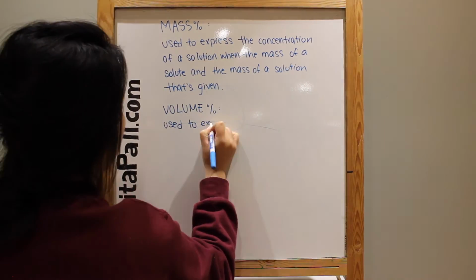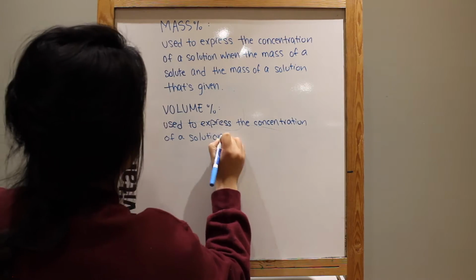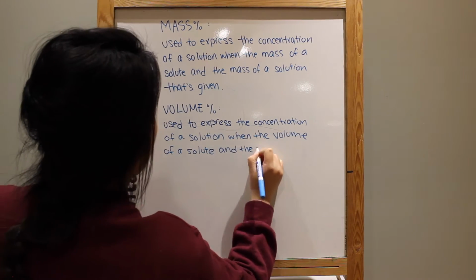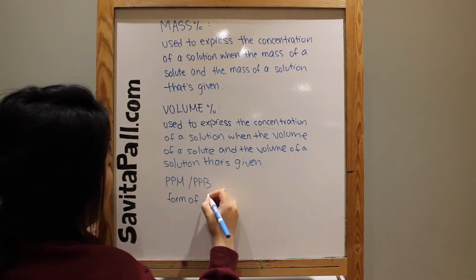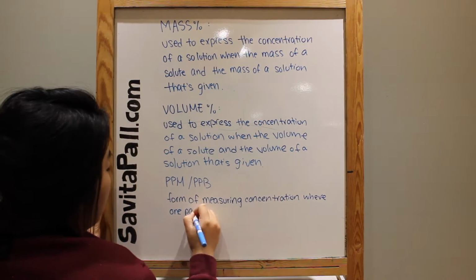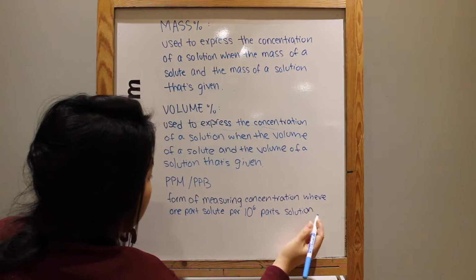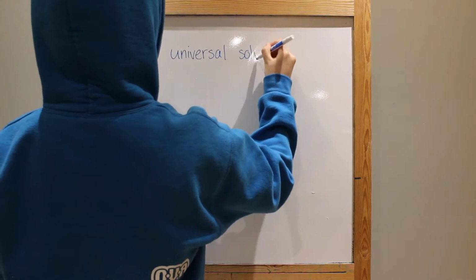Now, volume percentage is used to express the concentration of a solution when the volume of a solute and the volume of a solution is given. In general, 1 part per million means 1 part of solute for every 10 to the power of 6 parts solution. The universal solvent is water.